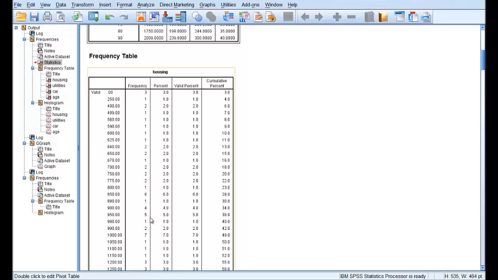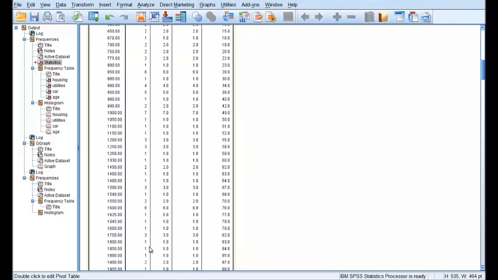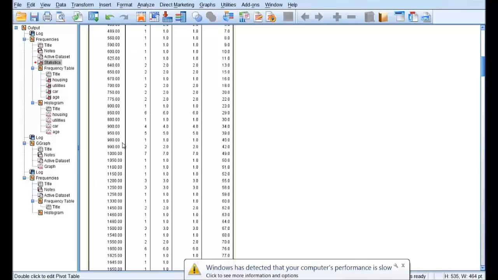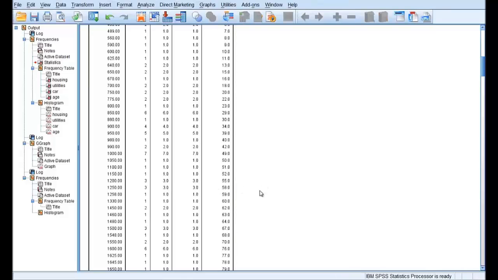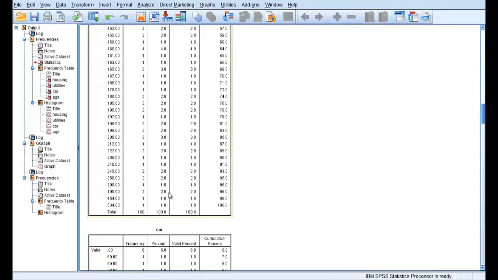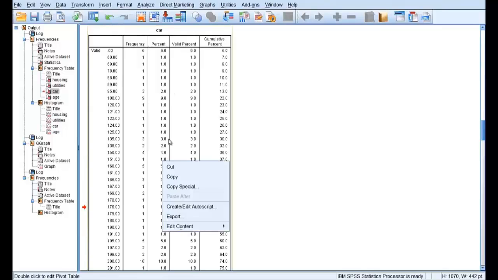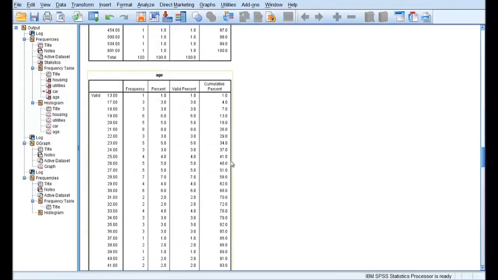So in this area, you're seeing most of the scores that are the most frequent. Whereas as you get higher or lower, there are fewer and fewer scores. Strangely enough, there's a frequency for $1,600 a month that happens 6 times. So that's fairly frequent, and it's away from the middle range of scores. And also you get a frequency table for utilities, you get a frequency table for car costs, and you also get a frequency table for age.